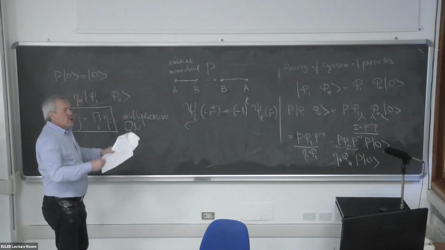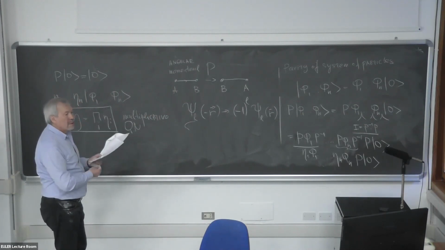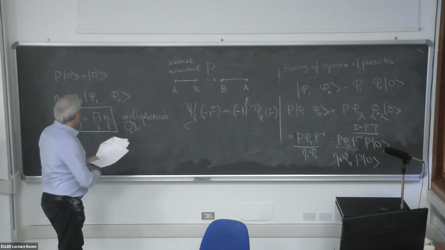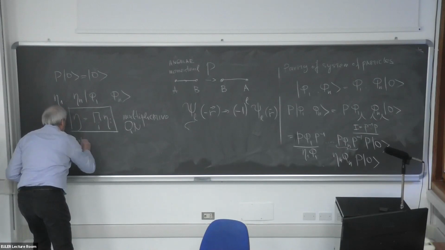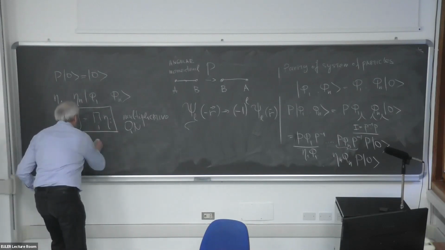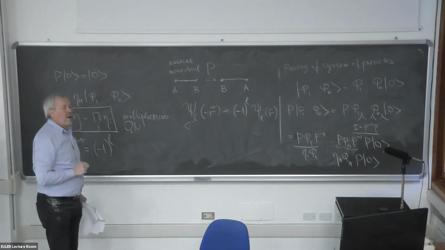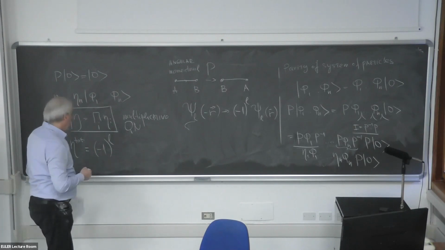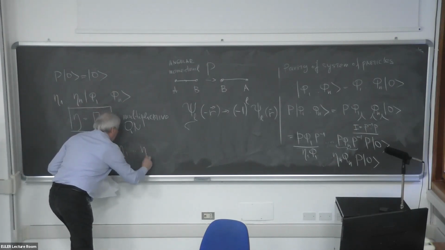Now I can introduce the total parity of a system of particles, which also takes into account this orbital motion of particles. And the total parity is now given by (-1)^L, where L is the total orbital momentum of the system of particles, multiplied by eta_1 ... eta_n.